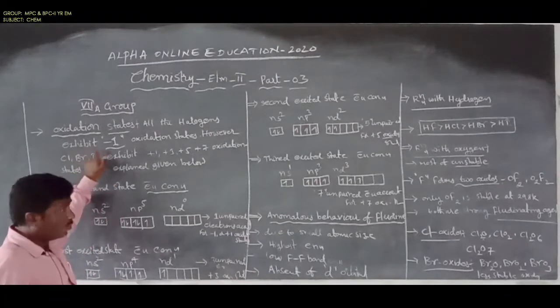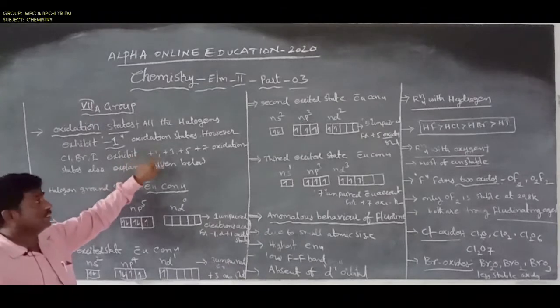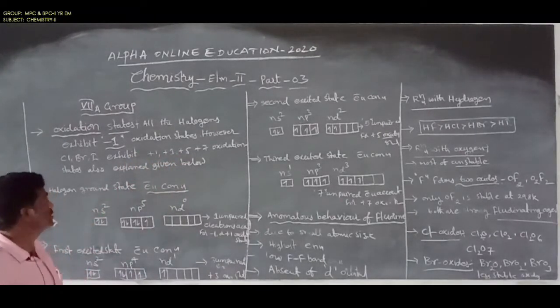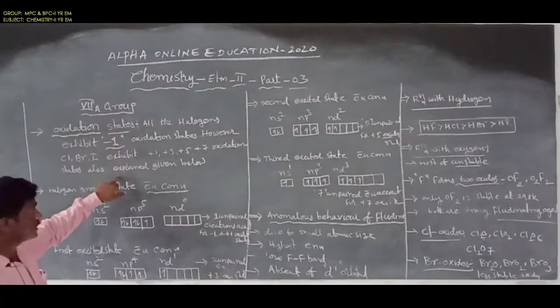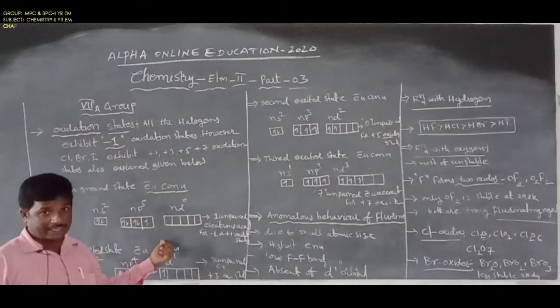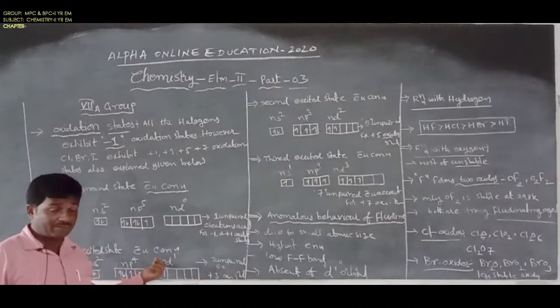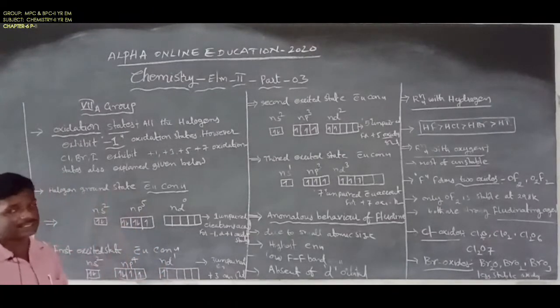The remaining halogens, chlorine, bromine and iodine, exhibit +1, +3, +5, +7 oxidation states. Here are those oxidation states explained using the ground state electron configuration, the first excited state electron configuration, the second excited state electron configuration and the third excited state electron configuration.